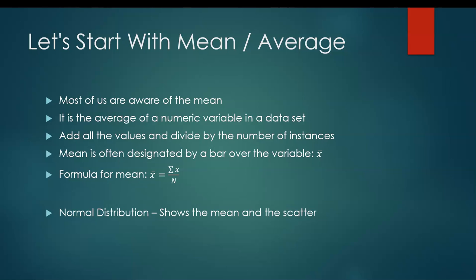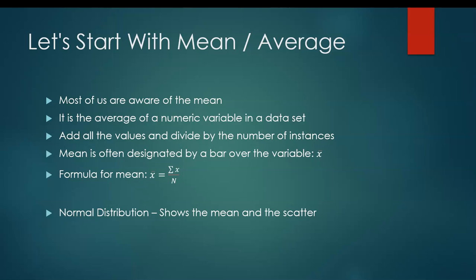And then we're going to divide that by n. N is always used to represent the number of instances. So in a case like this where we had 100 different student ages, we would sum up all of the student ages, and then we would divide that by 100 because that's the number of instances that we have. So that's mean. And like I said, it's pretty straightforward, and you're probably pretty familiar with it already.